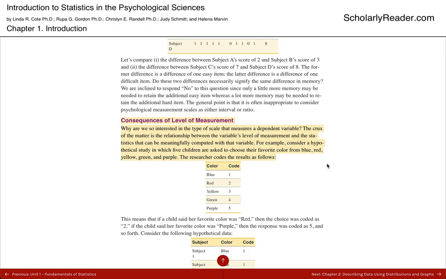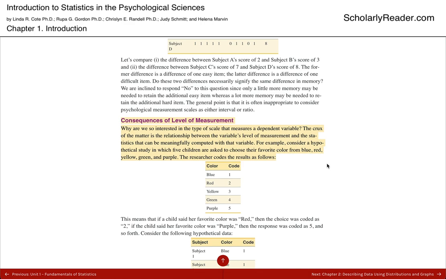Consequences of level of measurement. Why are we so interested in the type of scale that measures a dependent variable? The crux of the matter is the relationship between the variable's level of measurement and the statistics that can be meaningfully computed with that variable.